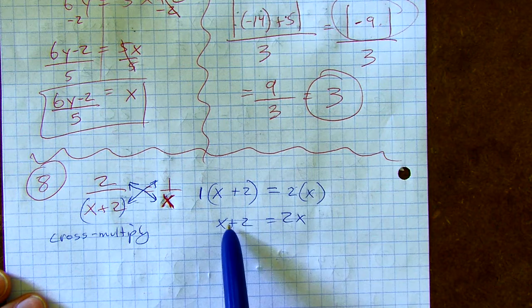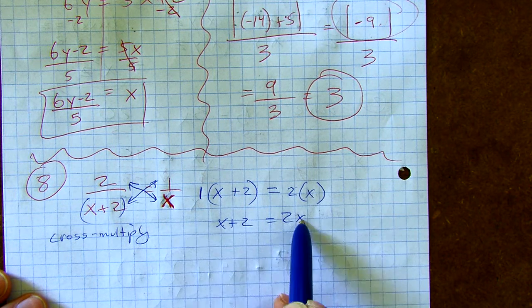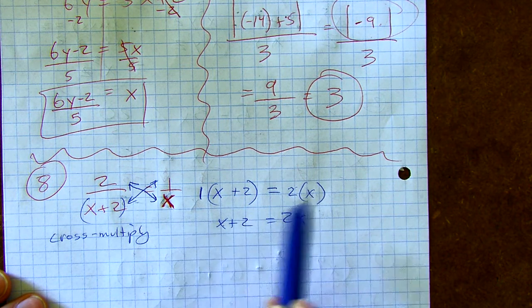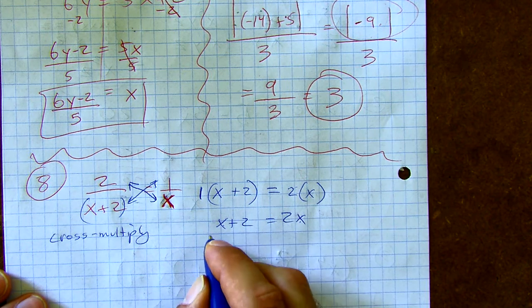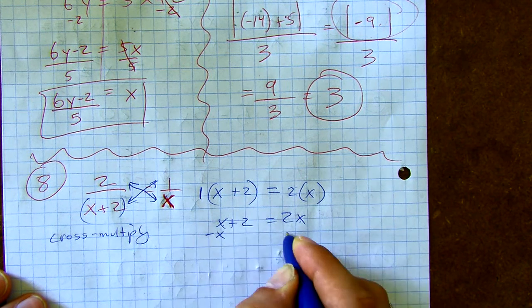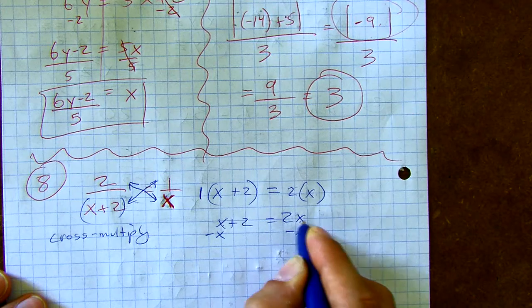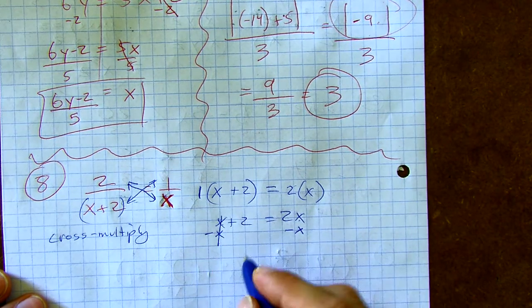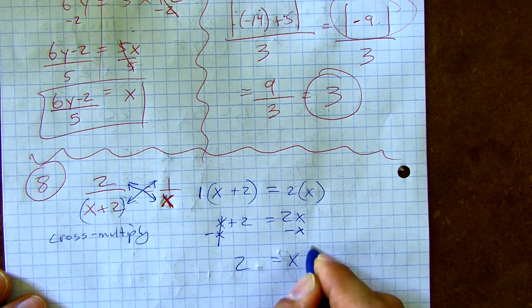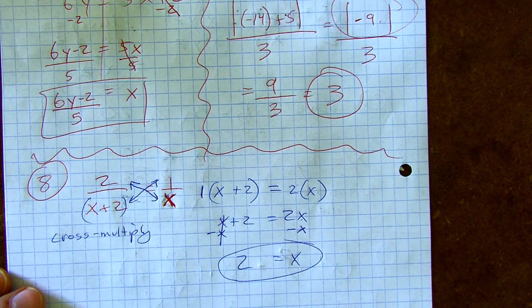Remember, the goal is when you have variables on both sides, you want to get them all to one side. So keeping them positive, it's going to mean I need to subtract this x over to this side. If you subtracted the 2x, you'd end up with a negative x. That's not super helpful. So if I do this, I end up with 2. And look, right away, I got my x. Easy. Okay.